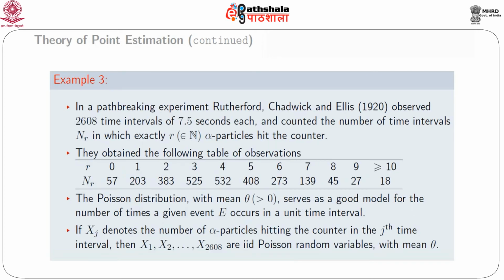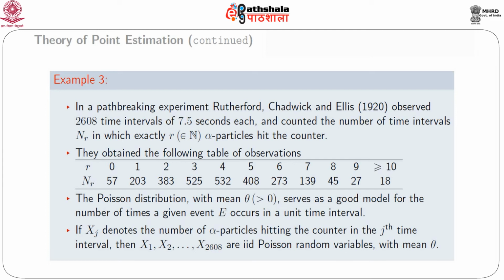In a path-breaking experiment, Rutherford et al. observed 2608 time intervals of 7.5 seconds each and counted the number of time intervals, N_r, in which exactly r alpha particles hit the counter. The data is displayed in the table, where there are values of r starting from 0 up to greater than or equal to 10, and corresponding to each value of r there are N_r values.